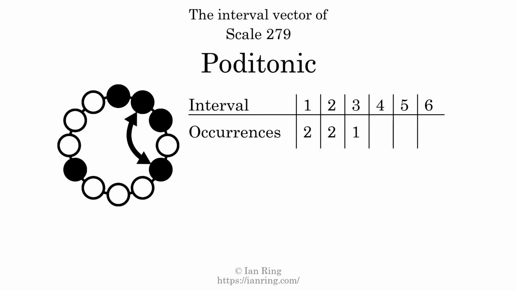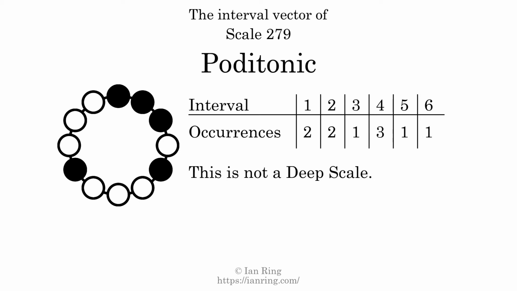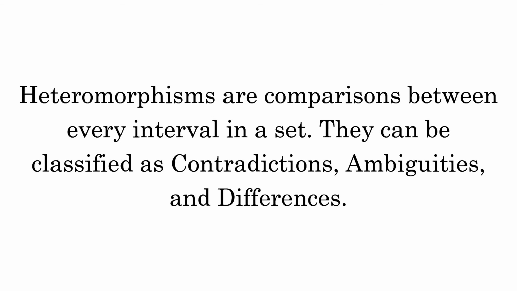It is here. There are 3 intervals with the size of 4 semitones. They are here, here, and here. There is 1 interval with a size of 5 semitones. It is here. There is 1 interval with a size of 6 semitones. It is here. Each interval does not appear in this scale a unique number of times, so this is not a deep scale. Heteromorphisms are comparisons between every interval in a set.